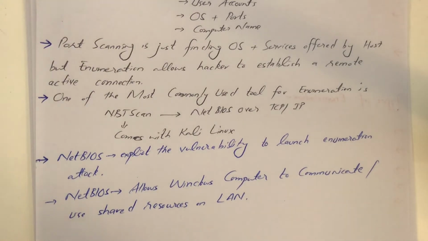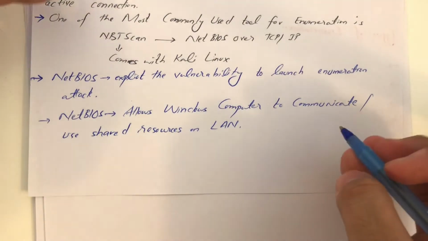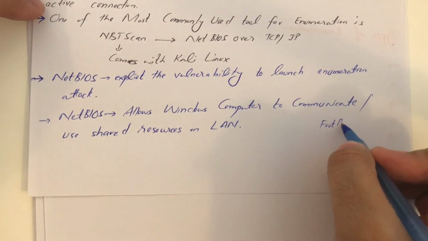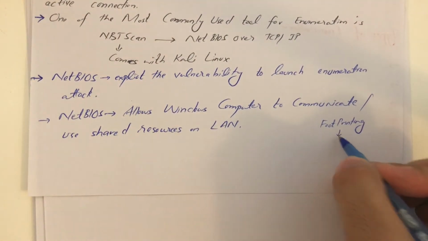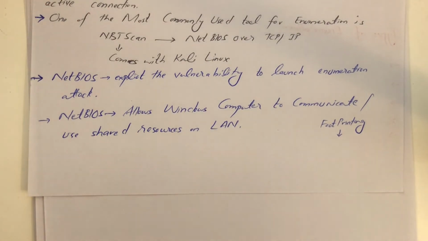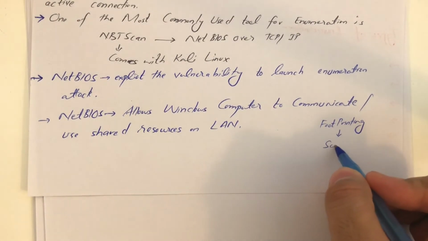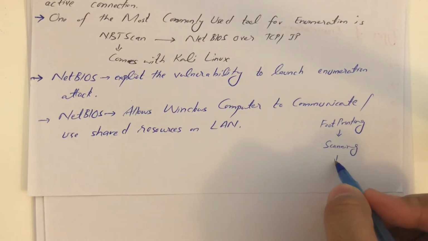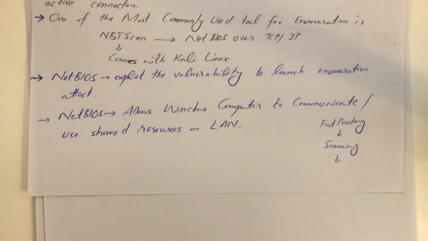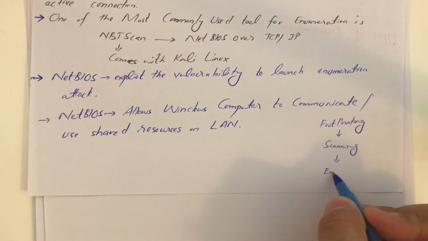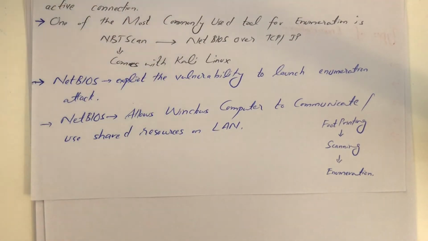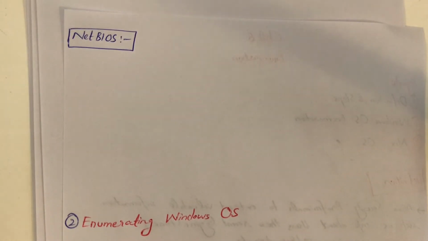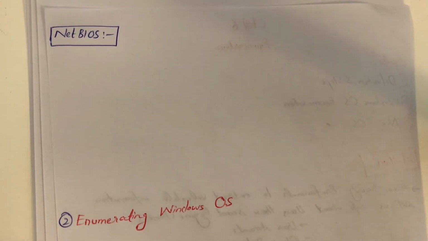So where exactly does enumeration fall in fact? The first step is, as you know, footprinting, the collection of information about the target. The art of gathering information about the target is footprinting. The next is scanning, port scanning, where you actually find the services, you find the operating system and all that. And then the next level is enumeration. The attacker has basically entered into the victim's computer. As for NetBIOS, I think I have already discussed that.